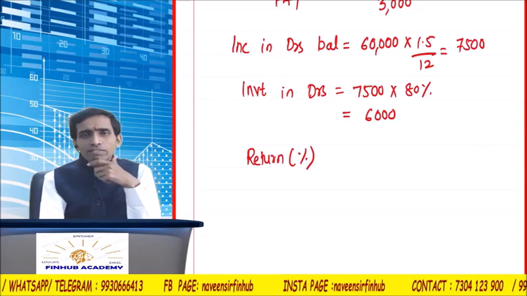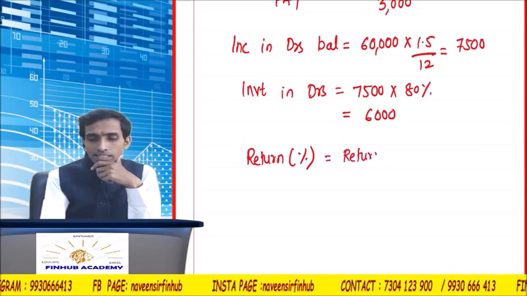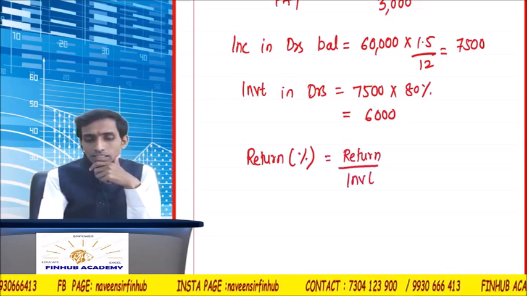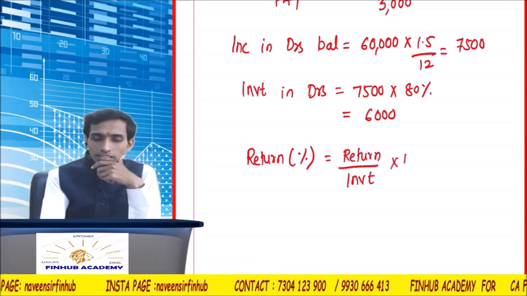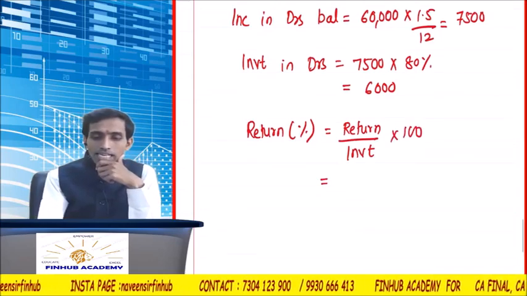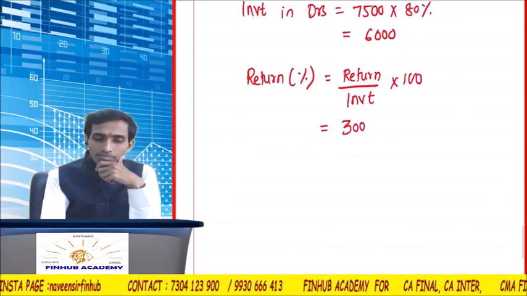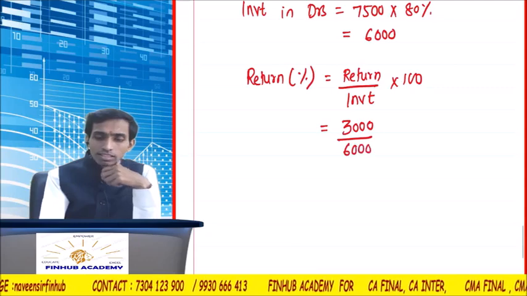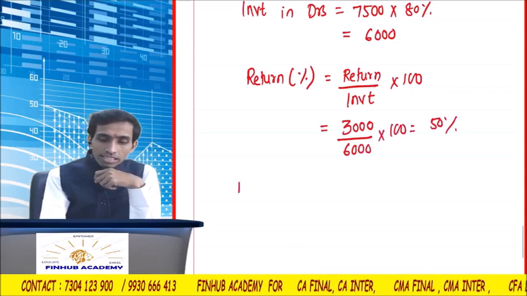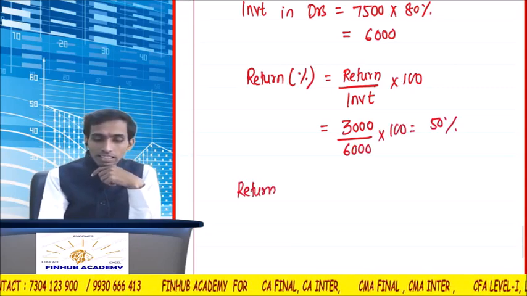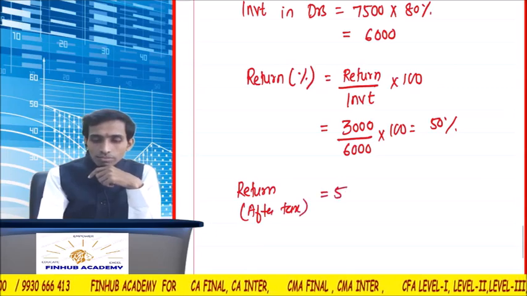Return divided by investment. Now, the return that I am taking in the numerator is what? After tax. So return divided by investment. PAT is how much? 3,000. 3,000 divided by 6,000 into 100. The answer is 50%. Please understand, this is return after tax. Return after tax is equal to 50%.